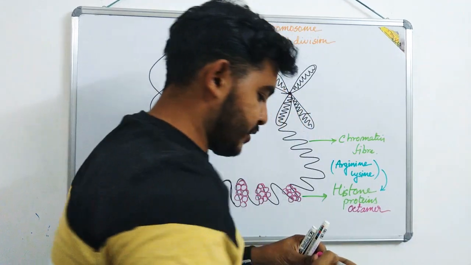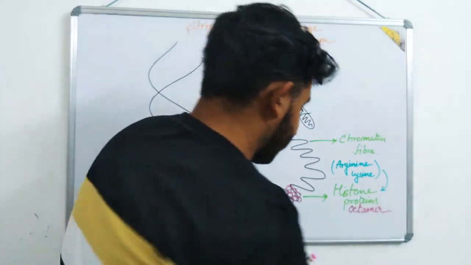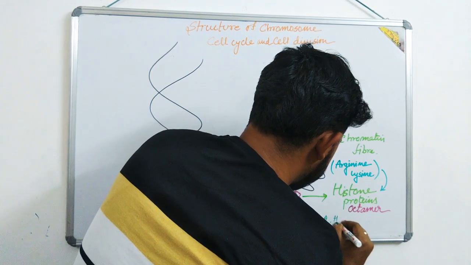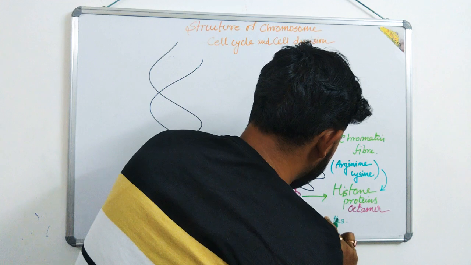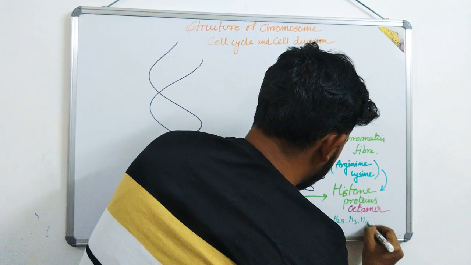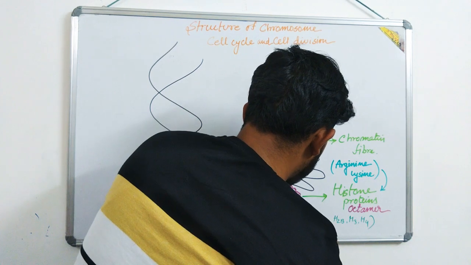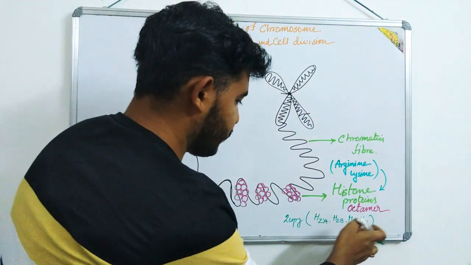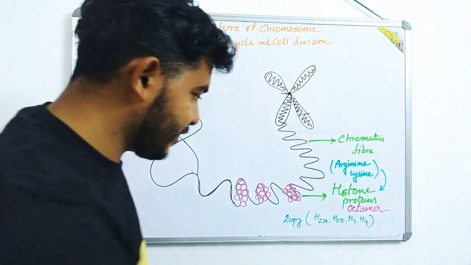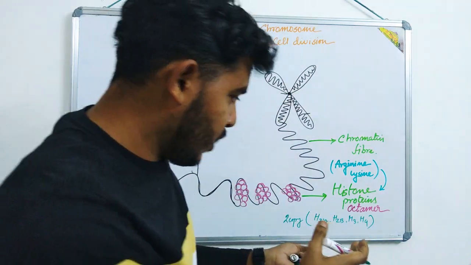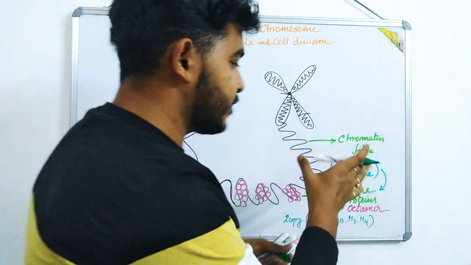Octamer. Just know that much, that there are H2A, H2B, H3 and H4. Two copies of all these. 1, 2, 3, 4. So four histone proteins are there, two copies of them. So it makes 4 multiplied by 2, it makes 8. So histone octamer.